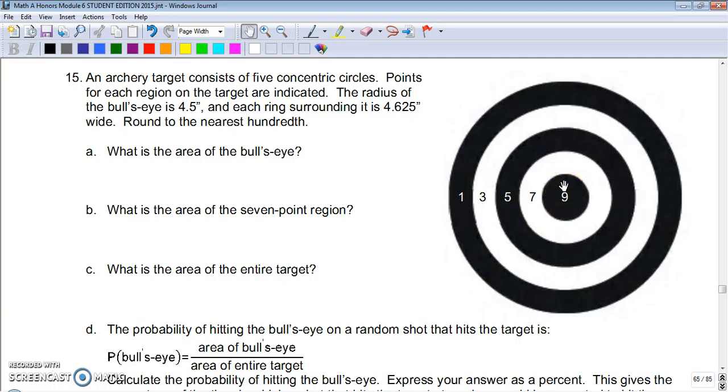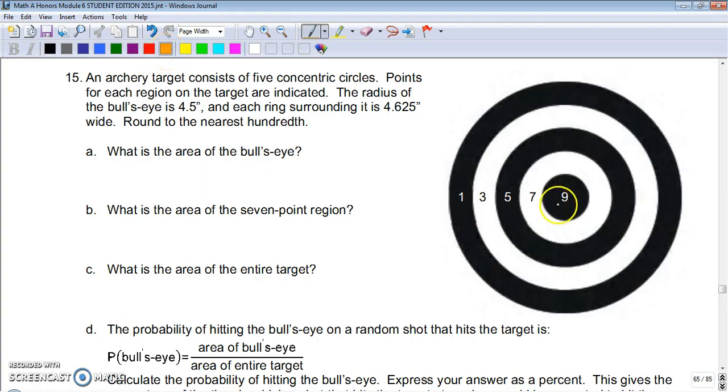The radius of the bullseye is 4.5 inches, and each ring surrounding it is 4.625 inches wide. Round to the nearest hundredth. What is the area of the bullseye?